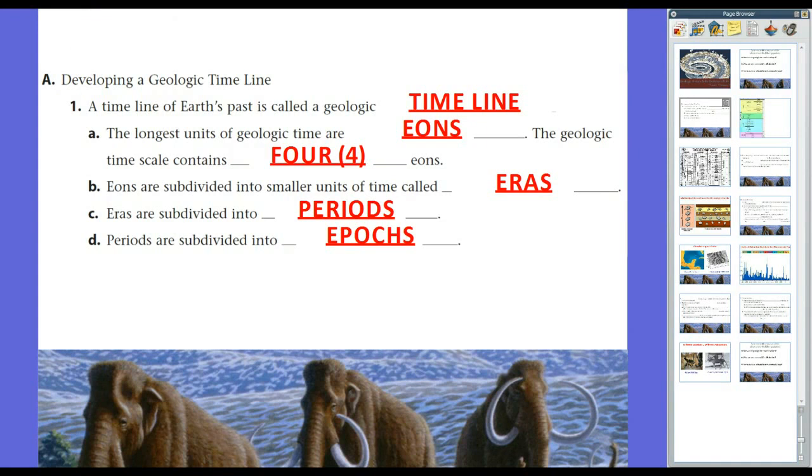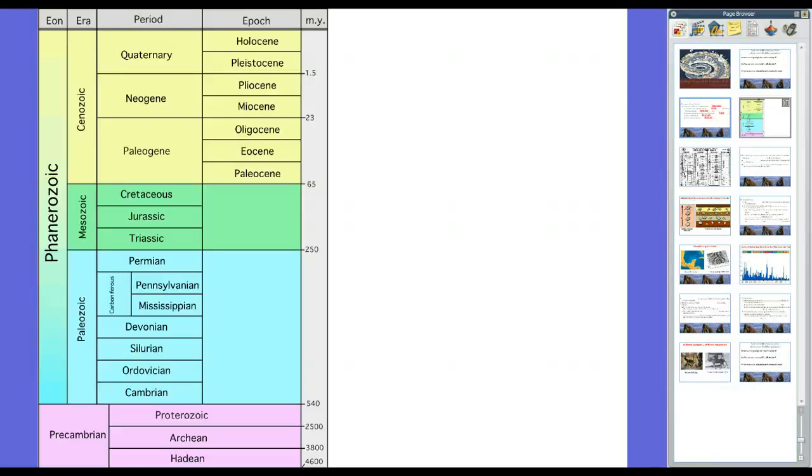So let's look at the geologic timeline. Okay, so here you go. We have Hadean, Archean, Proterozoic, and Phanerozoic, and then this is divided into eras: the Paleozoic, Mesozoic, Cenozoic. These eras are divided into periods: Paleogene, Neogene, Quaternary, and divided into epochs: Pleistocene, Holocene. We live in the Holocene epoch.